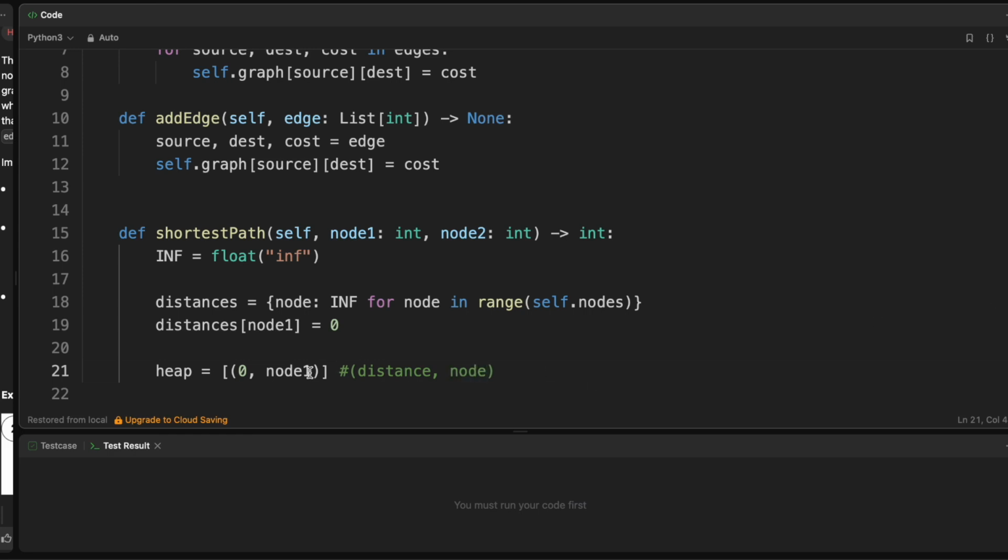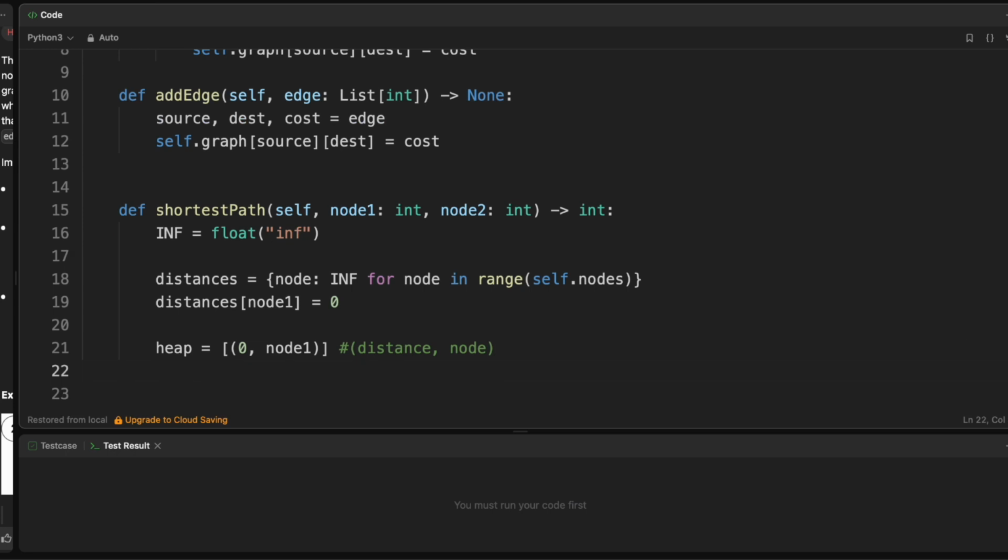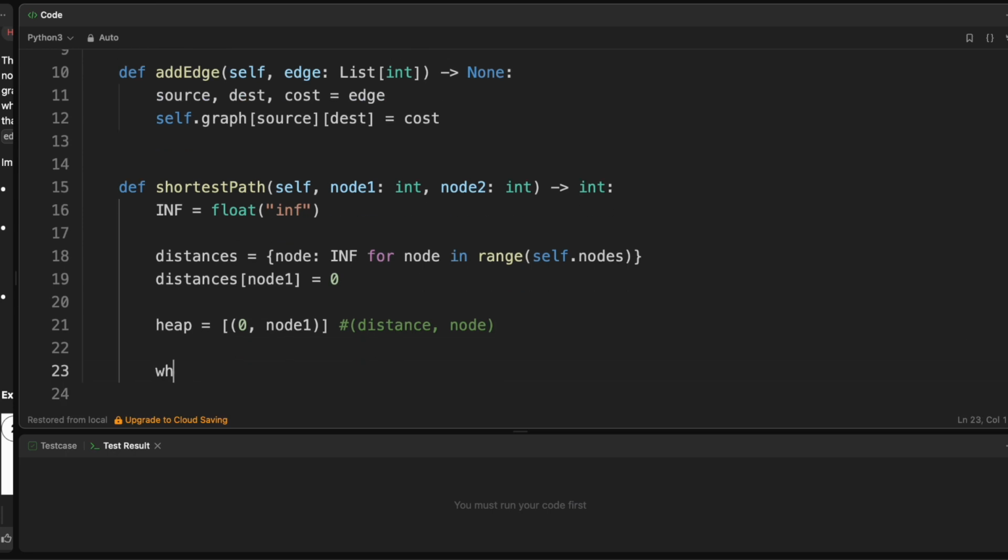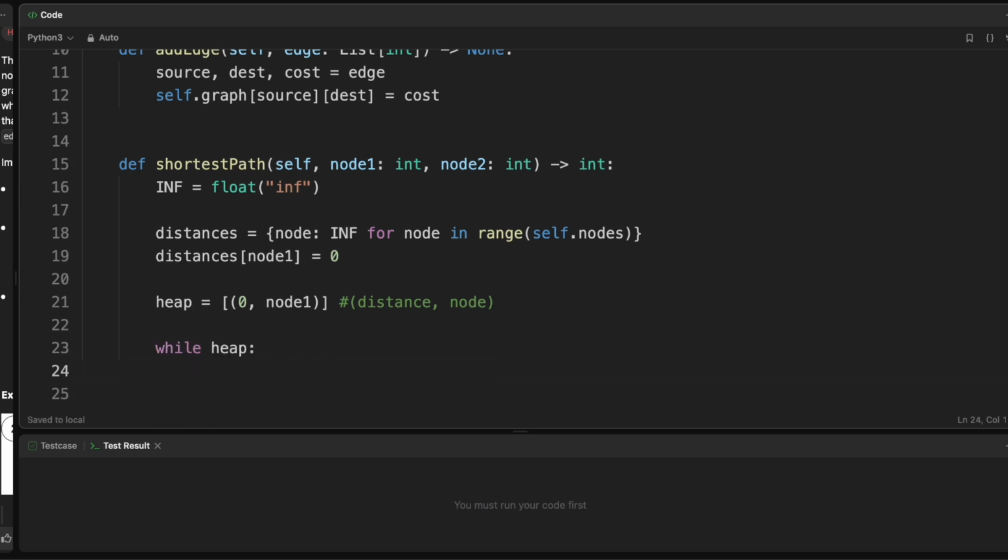Okay, so node 1 is the node and 0 is the distance, and this is going to be the initialization for over here. And now let's use the while loop, and we'll just keep the condition on the heap, and we're just gonna pop things one by one and then update the distances. So we're gonna use the heapq, which is provided by Python for operations on the heap.